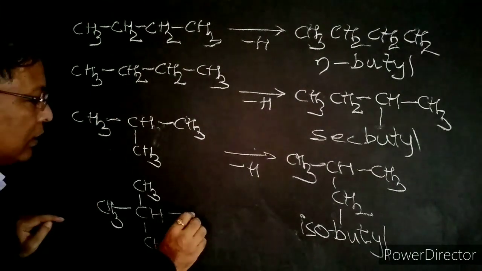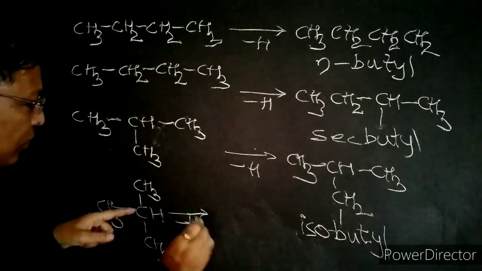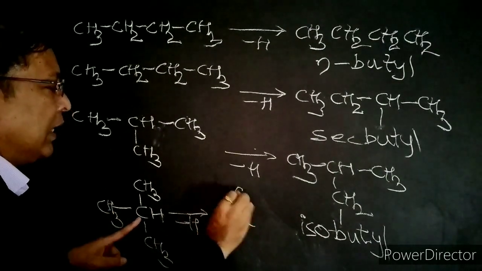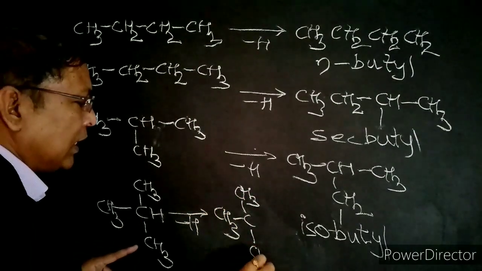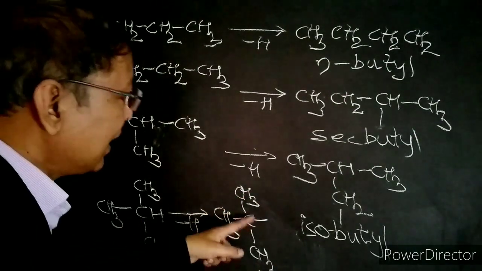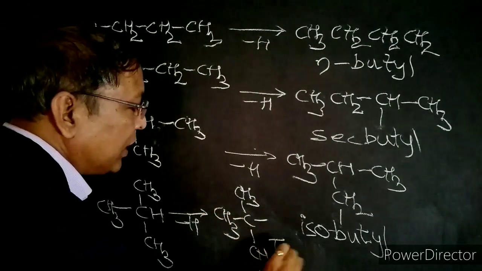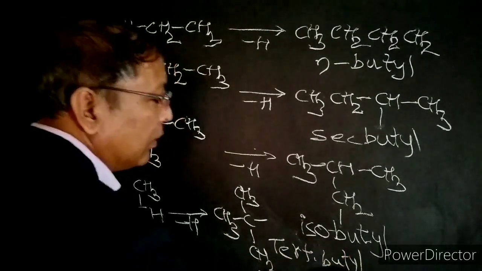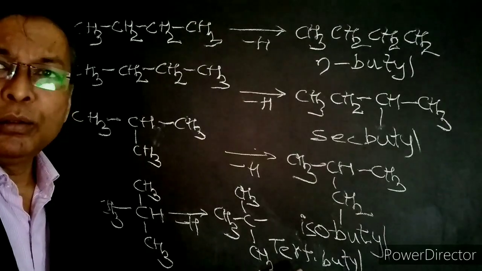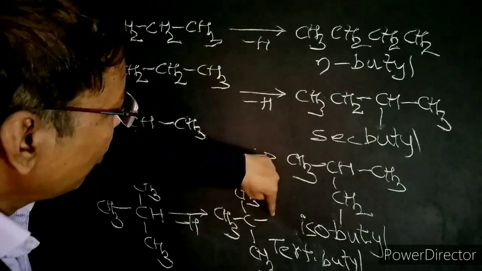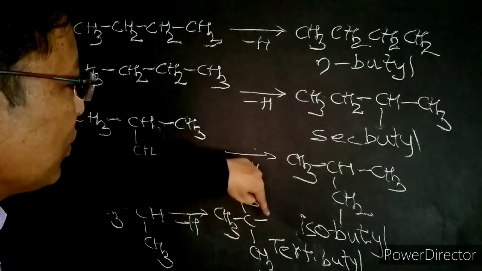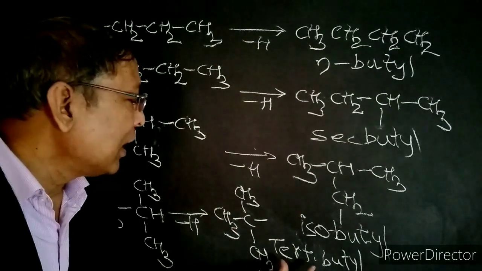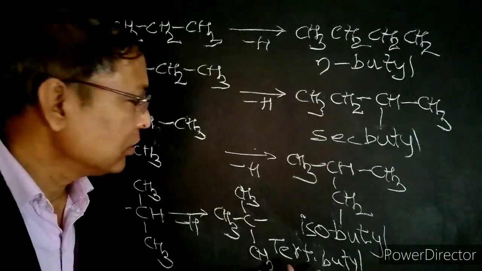In the last case, the hydrogen atom of this carbon is replaced. So we have CH3, CH3 and CH3. This hydrogen is replaced. This is called tertiary butyl group. And if bromine is present here, then it is called tertiary butyl bromide, chlorine, tertiary butyl chloride. And the word tertiary is shortened to tert-butyl.